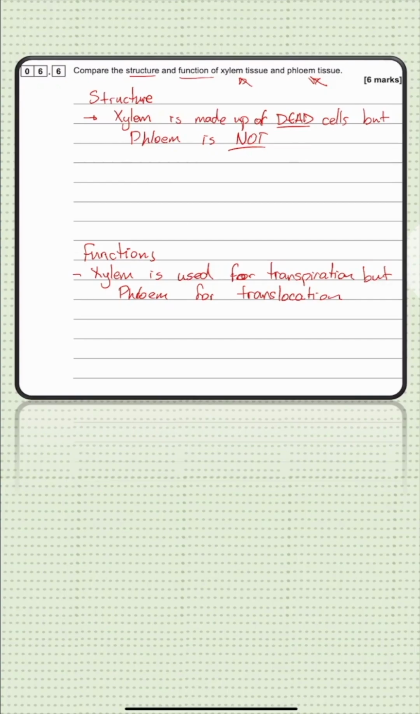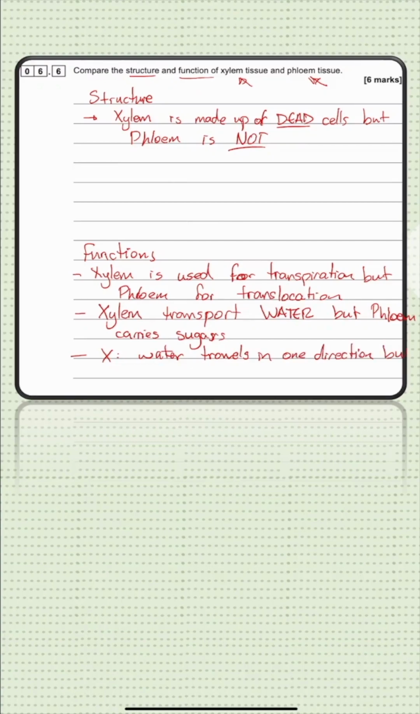That's about the function. Xylem, so the water, so about the things that they carry. Xylem transports water, phloem carries sugars, which we mentioned. In xylem, water travels one direction, but phloem both directions. Okay, and in terms of their structures, I think someone also said, yeah, xylem contains lignin, but phloem doesn't.